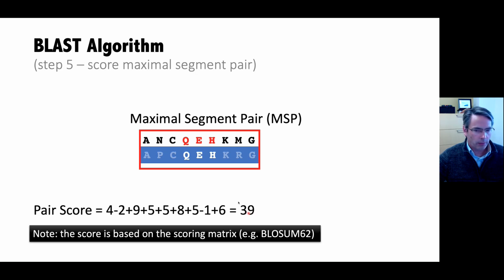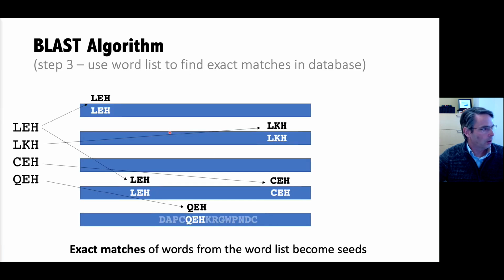So you're going to do that for all of these things. So all the sequences, each blue bar is potentially a different sequence, though not necessarily, right? Because LEH and CEH both hit this same sequence, okay? But you're doing that function of extension in both directions and keeping the maximal segment pair for each of the exact matches that you found in the database.